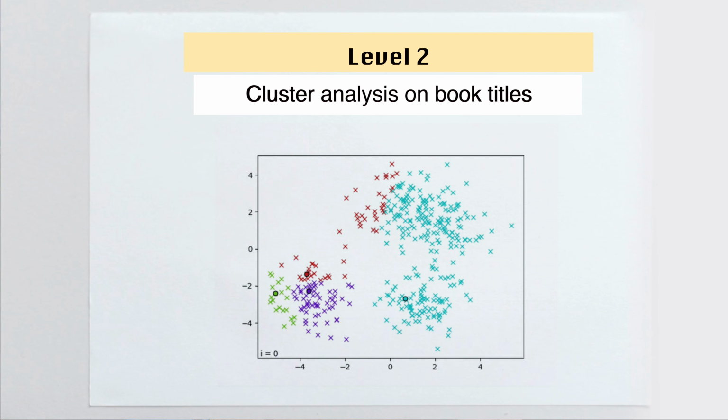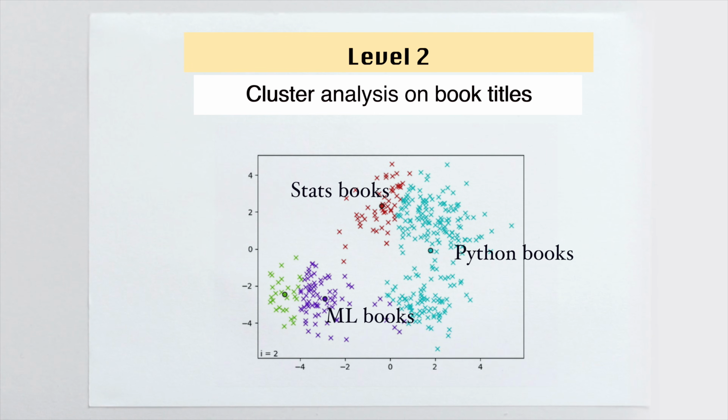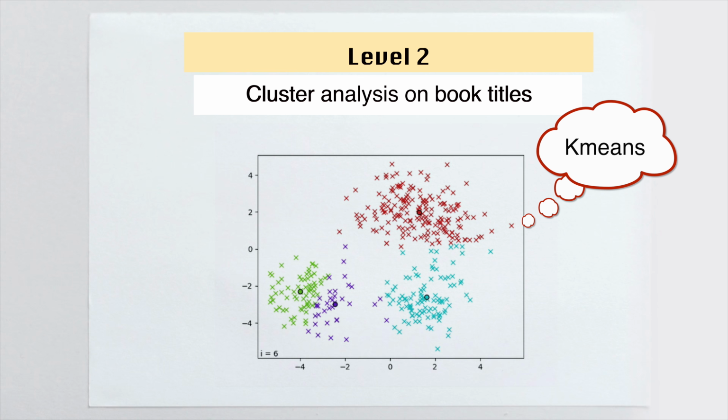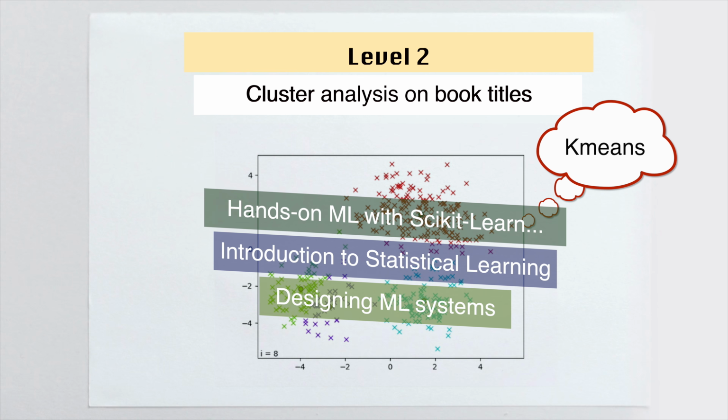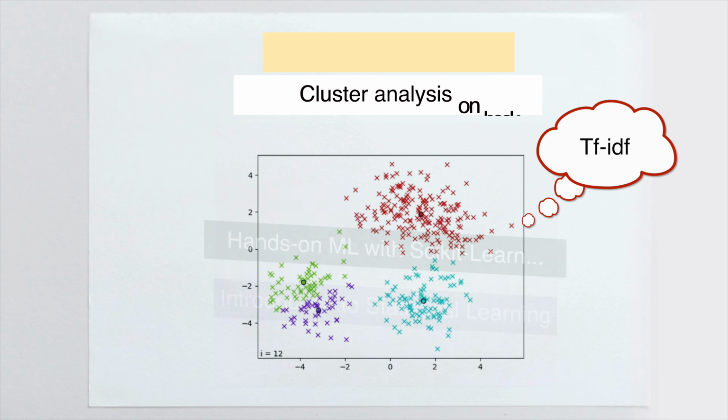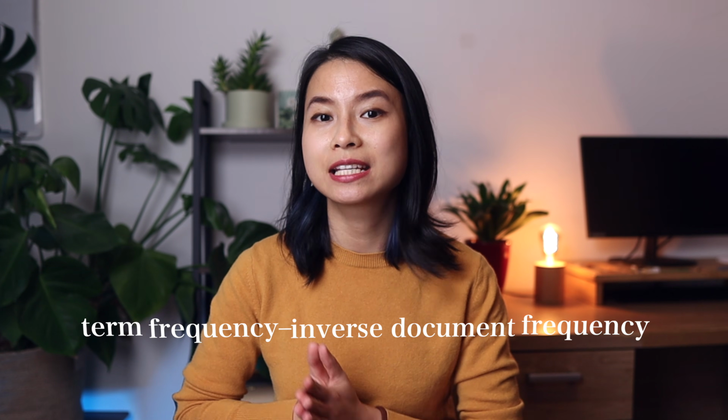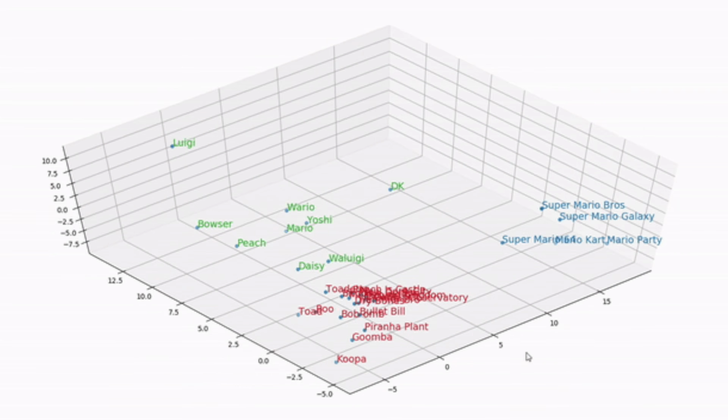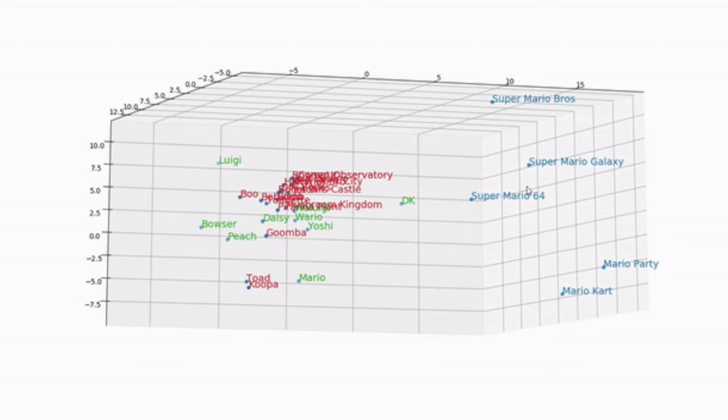Moving on to level 2, we start getting a bit more fancy. We want to find out what are the main types or main categories of data science books out there based on the book titles. We'll be using k-means for clustering the book titles, and in order to do that for text data, we use an NLP technique called TF-IDF, or term frequency inverse document frequency, to convert the text into numeric features. And don't worry, we discuss those concepts along the way.